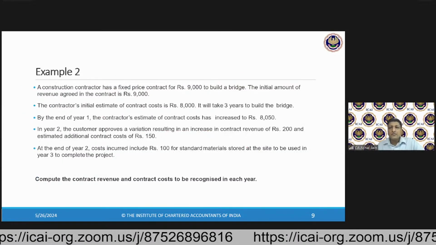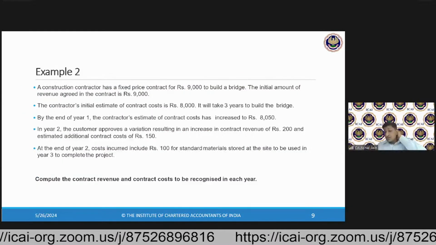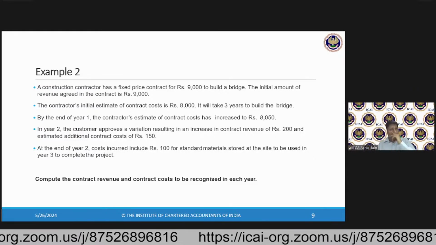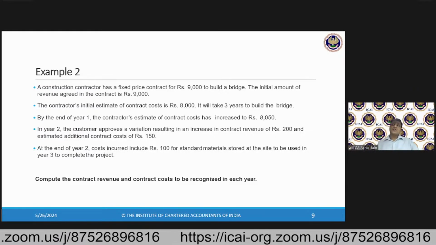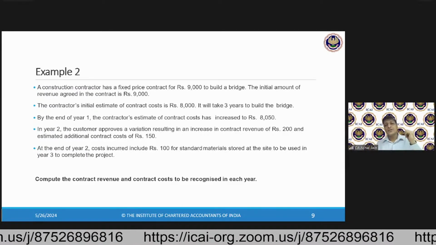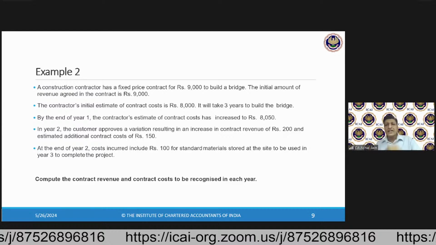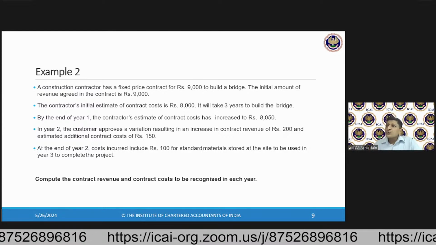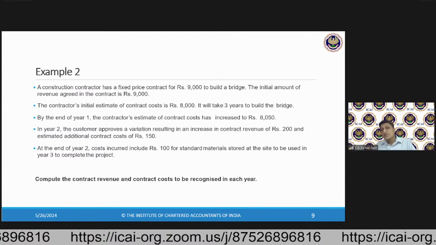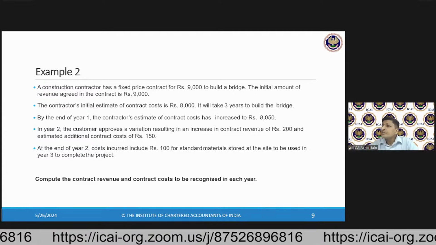All right. So let's look at this example. I would suggest this example needs to be solved by you. This captures various requirements in relation to the contract revenue and the contract cost. A lot of that is being discussed. So that's why I would suggest that you should also solve this example, and I'll also be solving it.